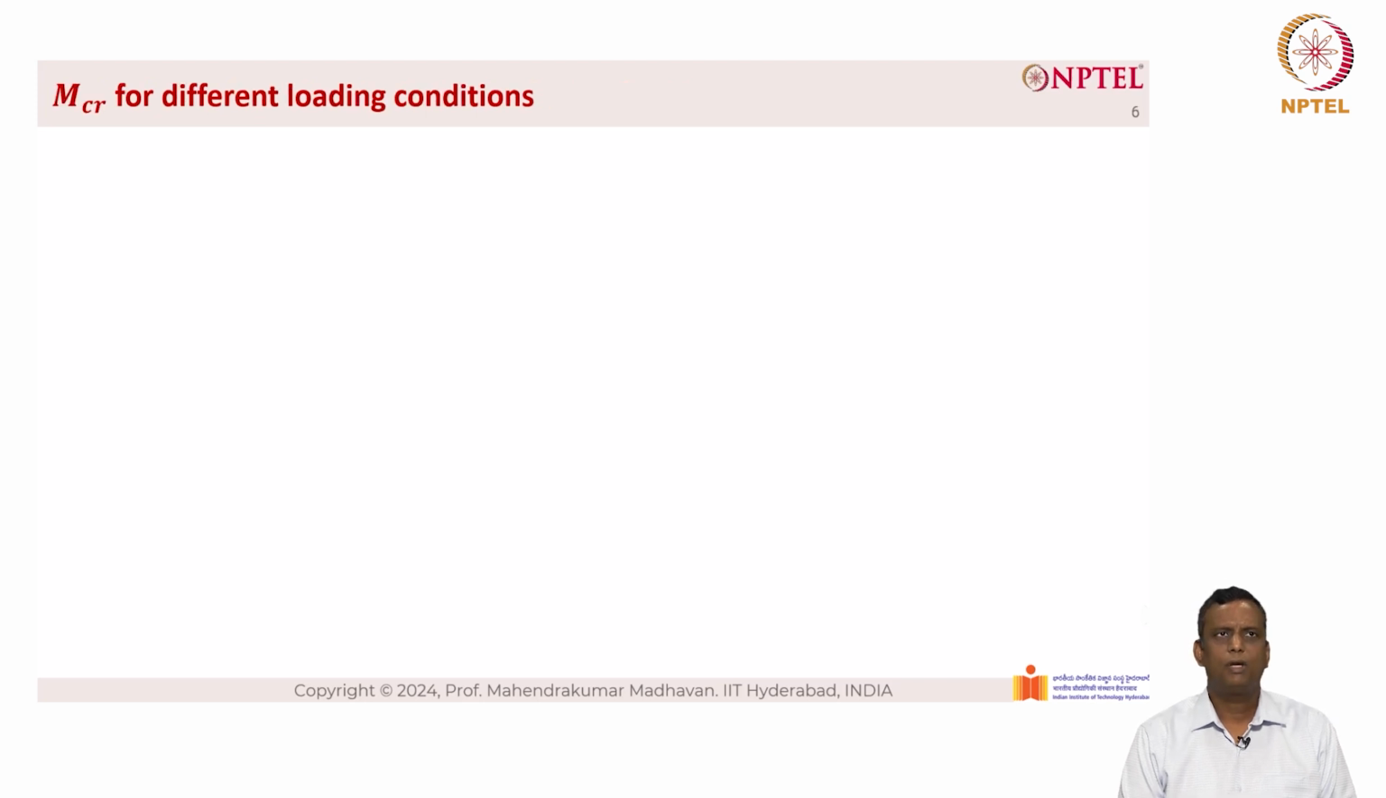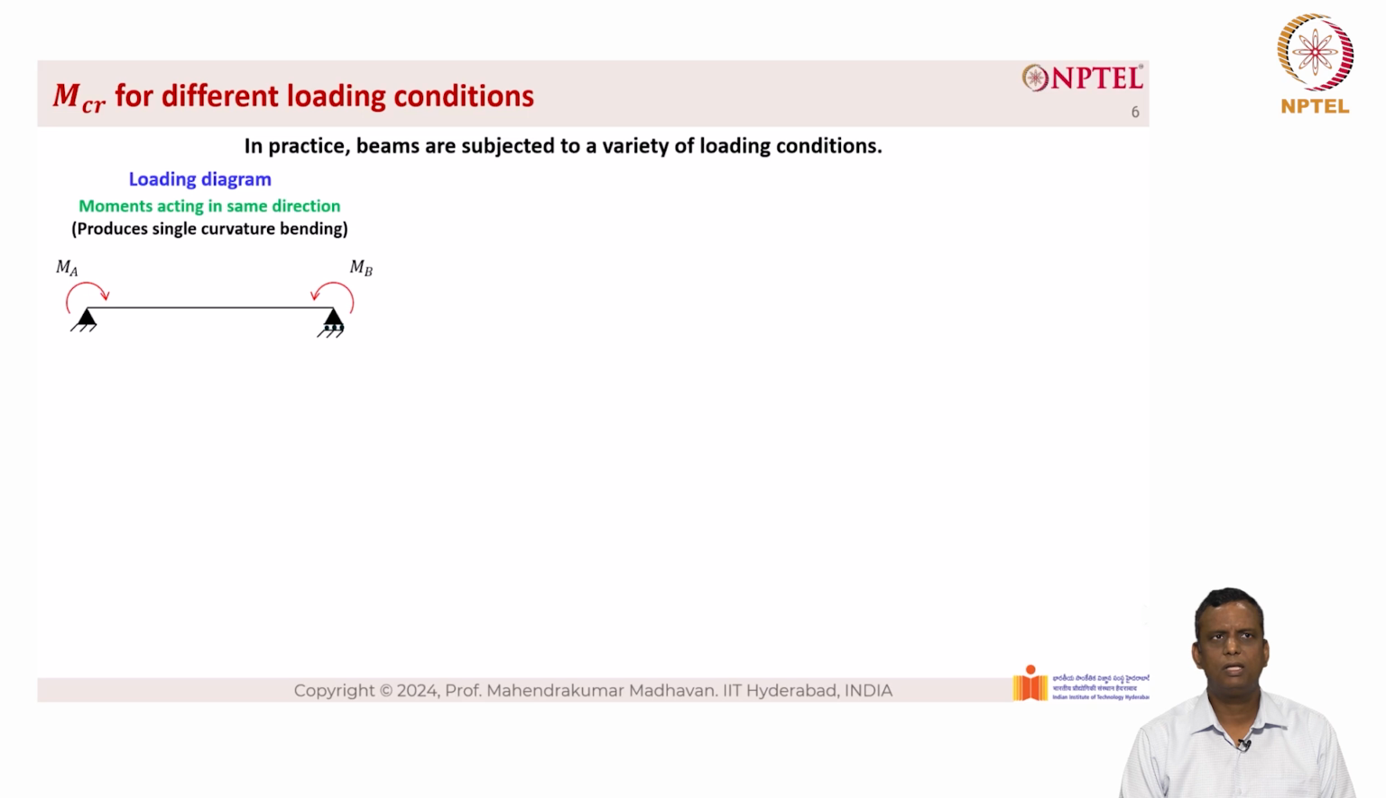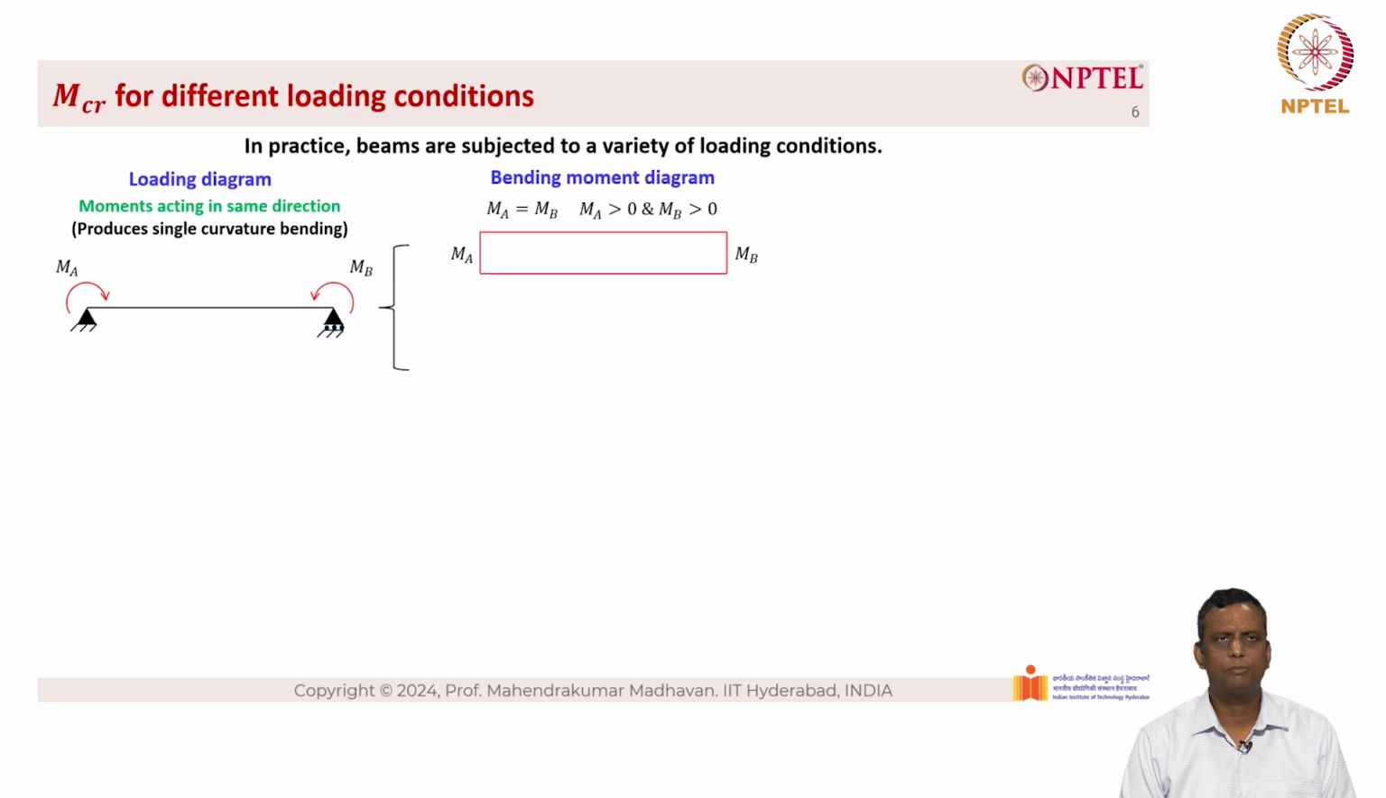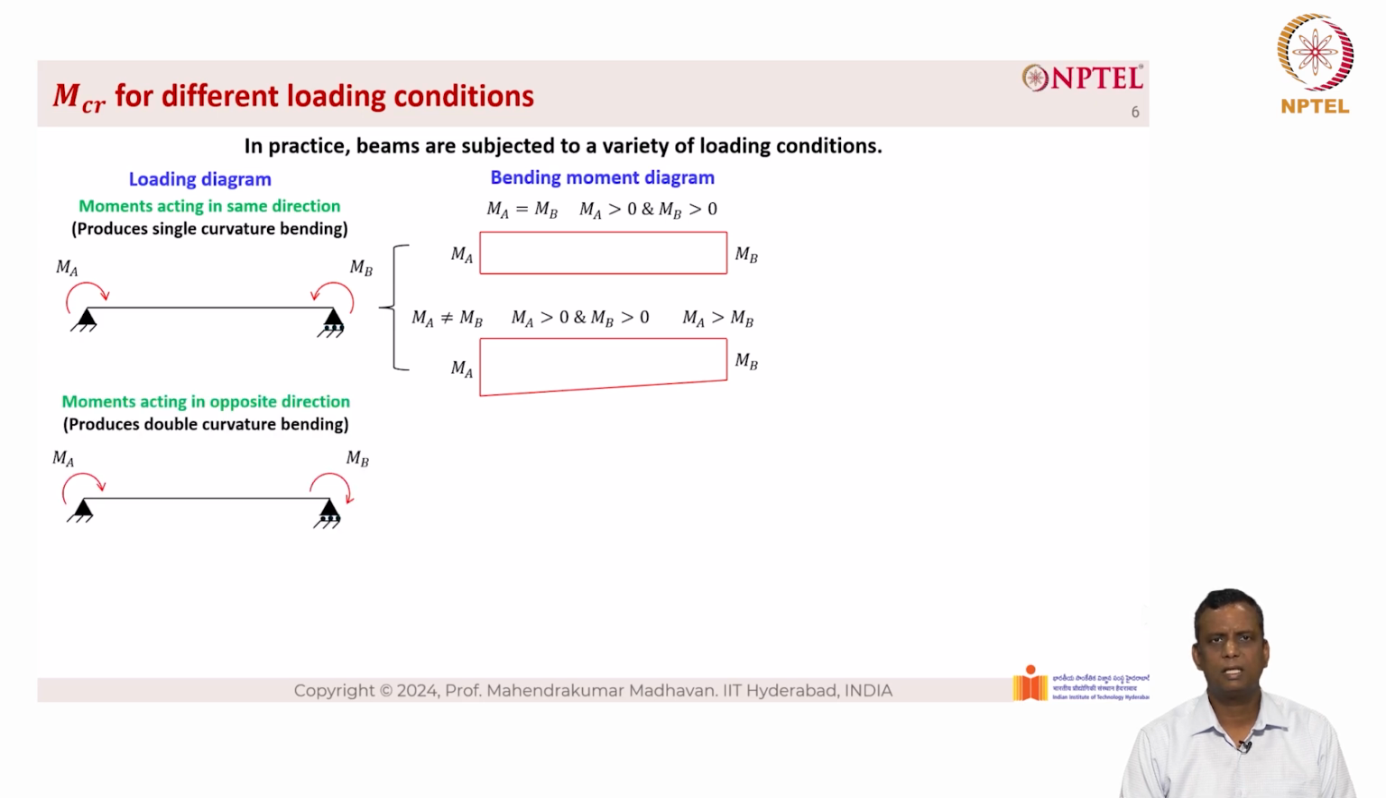Now, how do we solve for MCR for different loading conditions? In practice, beams are subjected to a variety of loading conditions. So when it is subjected to the loading that is shown here, MA on the left hand side and MB on the right hand side, producing a single curvature. And when MA equal MB, we see the bending moment diagram on the right hand side. And when MA not equal to MB and MA greater than 0 and MB greater than 0 and MA greater than MB, we have another type of bending moment diagram, as you can see on the right hand side.